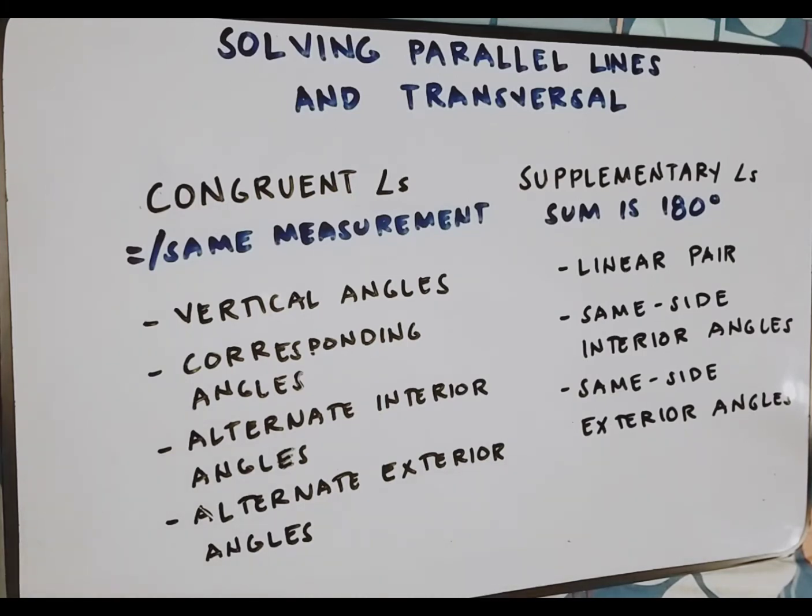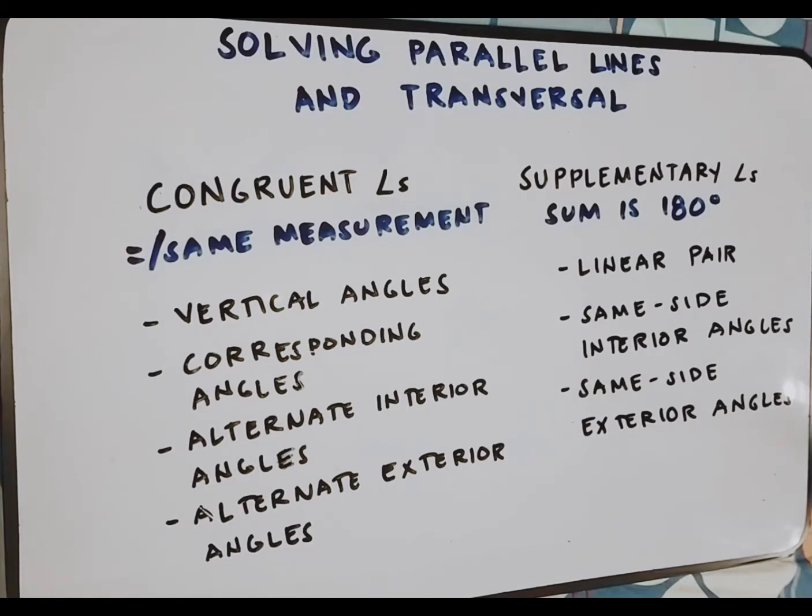So, when we say congruent angles, they have the same measurement. So, ano-ano yung mga yon? We have the vertical angles, corresponding angles, alternate interior angles, and alternate exterior angles. Ibig sabihin, yung dalawang angle pair under these four ay merong same measurement. Then, yung natitirang tatlo, the linear pair, same side interior angles, and same side exterior angles, they are supplementary angles. So, meaning to say, the sum is 180 degrees.